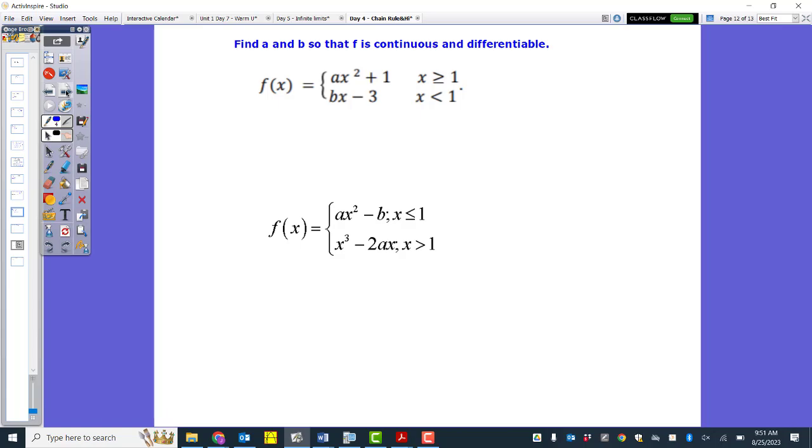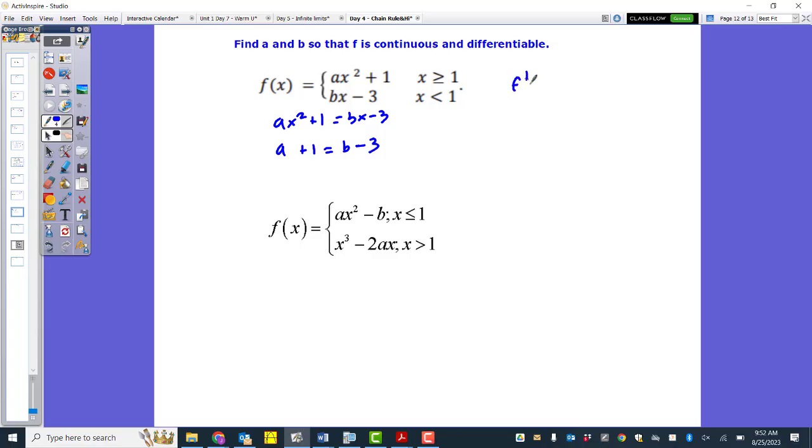Continuous and differentiable means the function is continuous and the derivative is continuous. So for the function to be continuous, ax squared plus 1 has to equal bx minus 3 when x is equal to 1. So a times 1 is a, plus 1, equals b times 1 is b, minus 3. All right? That's not enough information though. We have 2 variables, we need a system of equations.